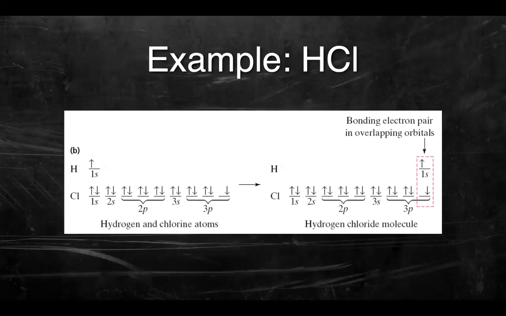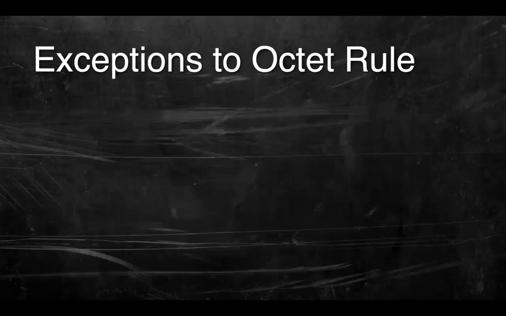Here's another example, HCl. So you've got hydrogen with its 1s electron. It's going to share with the chlorine's last 3p electron. And so hydrogen is going to have the configuration of helium with the 1s2, and chlorine is going to have, I think it's argon, yeah, the 3p6. Again, a total of 8 because they're sharing.